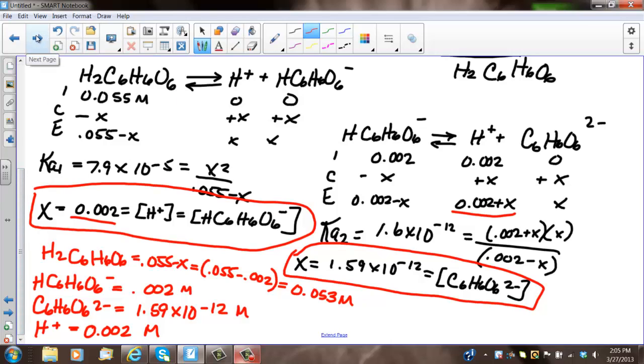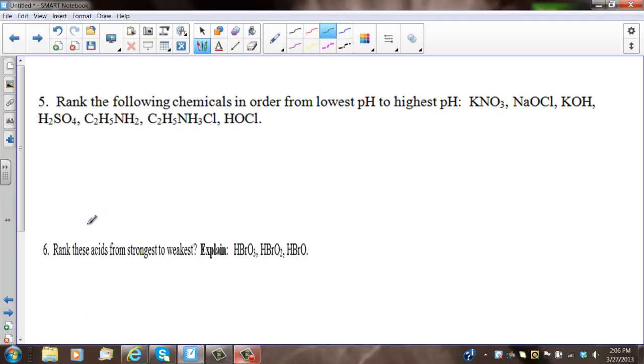Okay, let's move on. So, next problem, we have to rank the following chemicals in order from lowest pH to highest pH. So let's do some work on this. Some of them are common sense, some of them we have to really analyze. So let's pick out what we know.